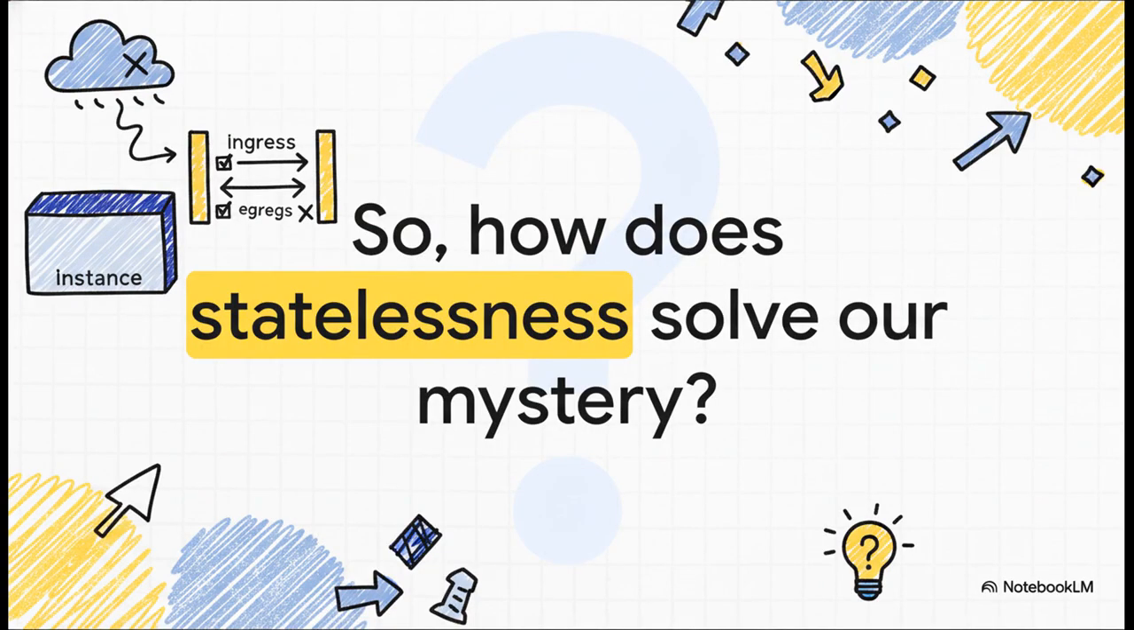All right, so let's put the pieces together. We know NACLs are stateless. We know they need rules for traffic going in both directions. So, how does that explain why our instance suddenly can't get out to the internet?